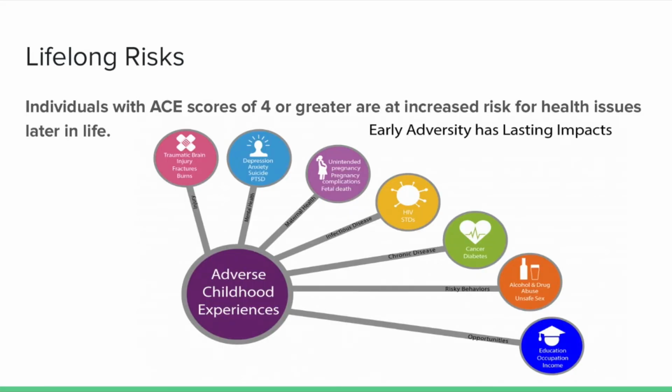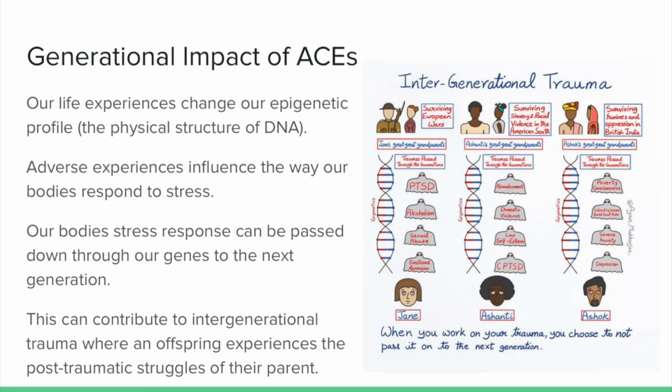Individuals with ACE scores of 4 or higher are at significantly greater risk for many health issues later in life, including but not limited to drug and alcohol abuse, cancer, heart disease, and suicide. Generational impact of ACEs. Epigenetics describes whether specific genes are used or not used in our bodies. Every experience we have influences our epigenetic profile, or the physical structure of our DNA.